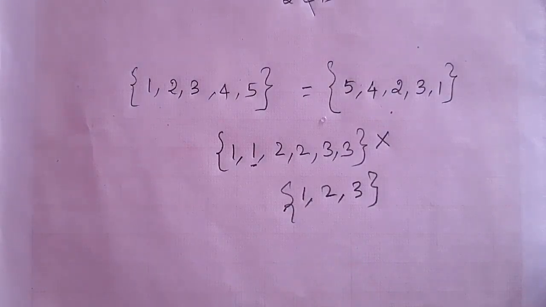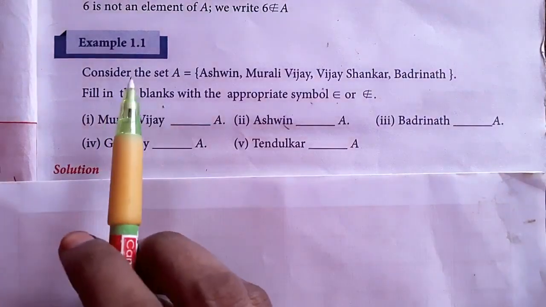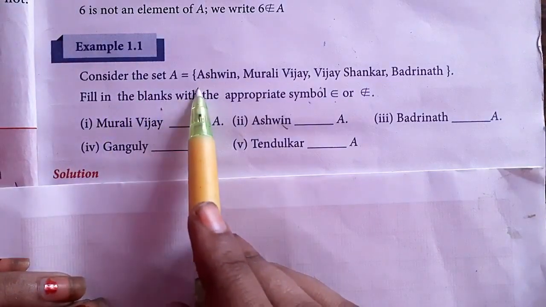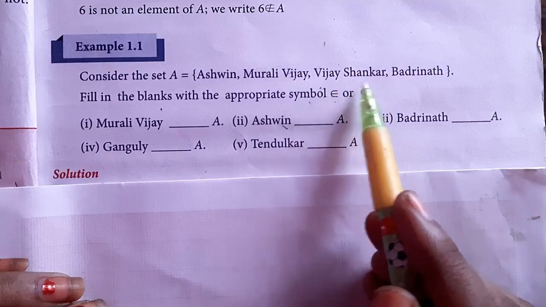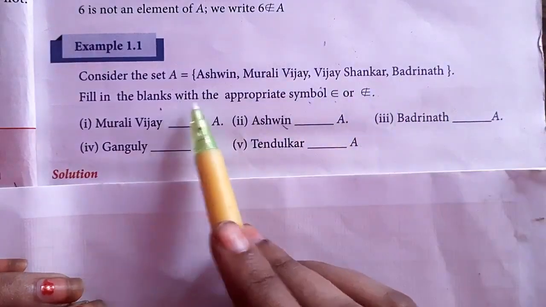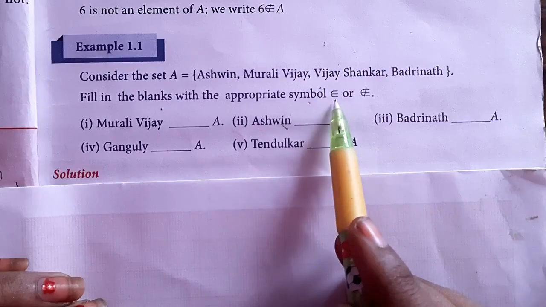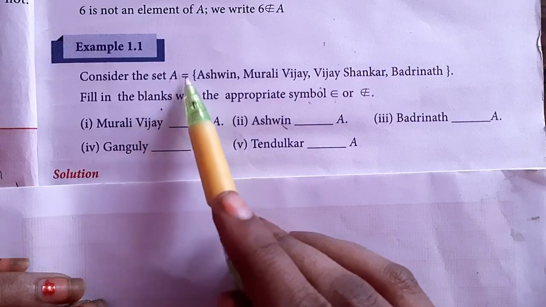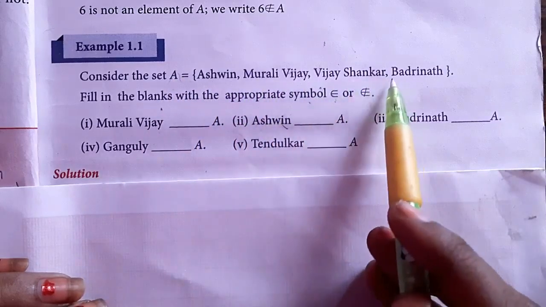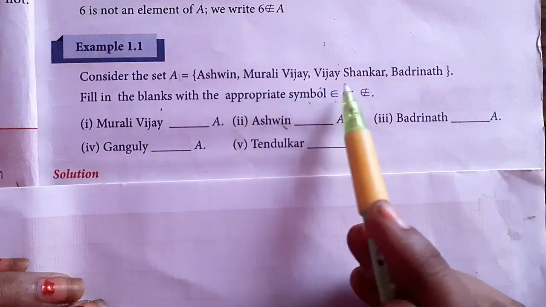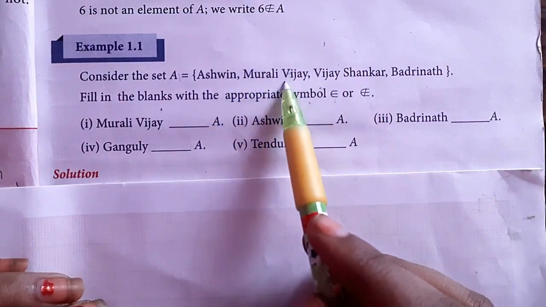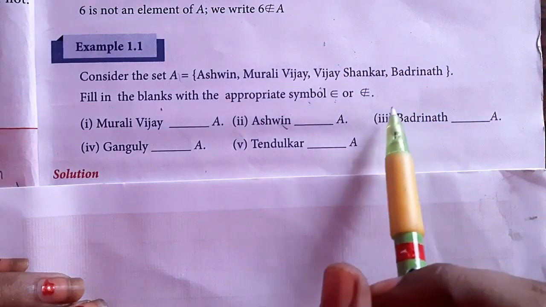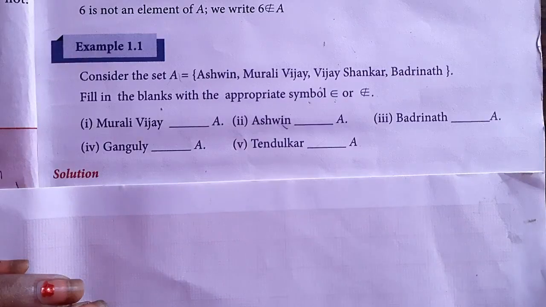Let's go to the example. See this first example, example 1.1. Consider the set A equal to the set of all Ashwin, Murali Vijay, Vijay Shankar, Badrinath. Fill in the blanks with the appropriate symbol, belongs to or does not belong to. Here the set A is given as the set of all 4 bowlers. You know these bowlers? Indian bowlers, Ashwin, Murali Vijay, then Vijay Shankar, also Badrinath. They are from Tamil Nadu. Old bowlers also. This is your set.